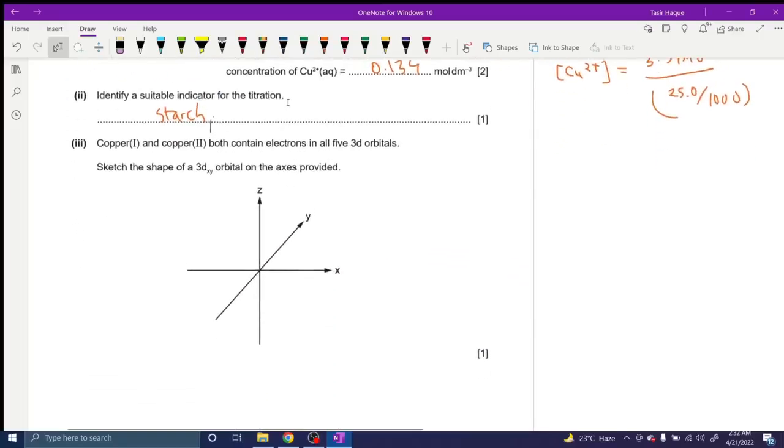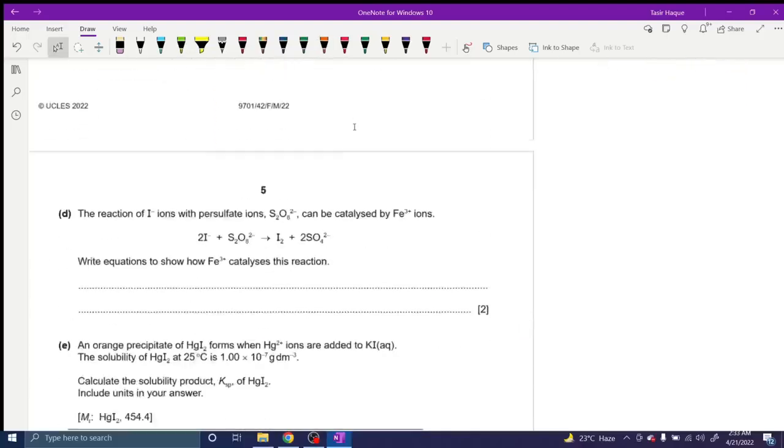So they want a 3D xy orbital. We know that the orbitals are going to pass between the x and y axis, between the x and y axis. So it's going to be drawn like this. This is one, and the other is going to be like this. This is 3D xy.